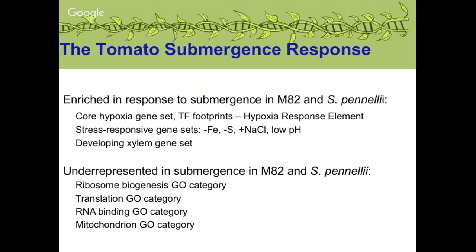Furthermore, when we look at the transcription factor footprints, we see an enrichment of the known hypoxia response element, again indicating that there's likely conservation at the level of cis regulation for this particular response. We also identified suites of genes that are associated with the response to a variety of different stresses, as well as genes that are associated with developing xylem development, which we're still not certain what the biological significance of that is. Gene categories that are underrepresented in response to submergence include a variety of categories associated with dampening of both translation as well as energy, which has also been well characterized for the submergence response.